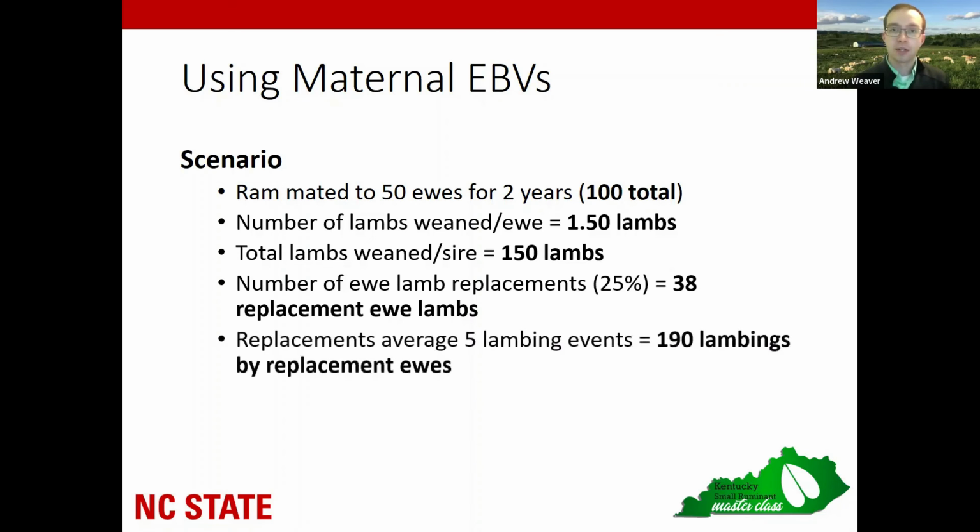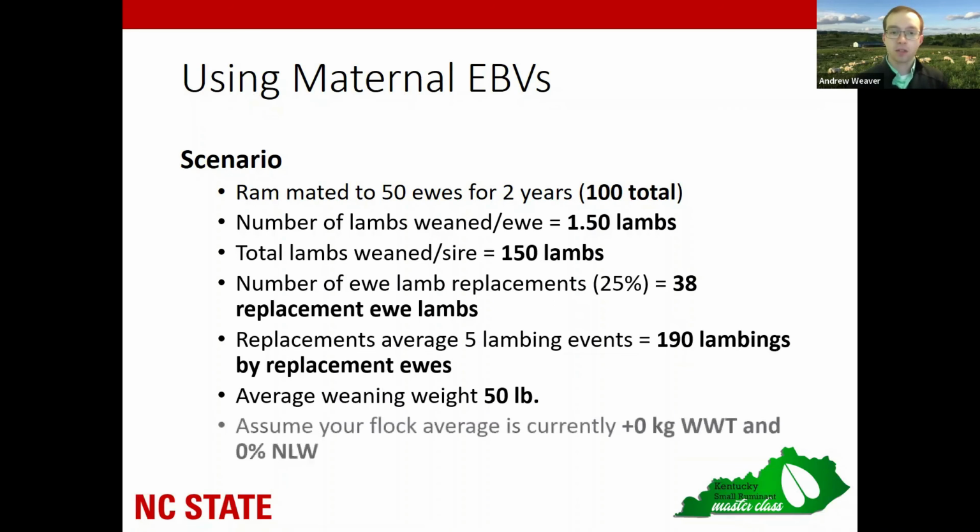Those replacement ewe lambs are going to average 5 lambing events in their lifetime. So in total, 5 times 38, 190 total lambings by replacement ewes. Our average weaning weight is 50 pounds. And we're going to assume that the flock currently has an average weaning weight EBV of 0 and an average number of lambs weaned EBV of 0%. That's our scenario, and those are our assumptions.